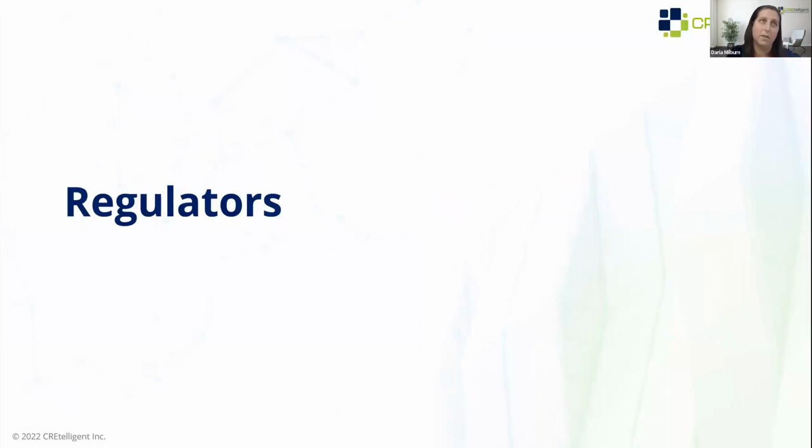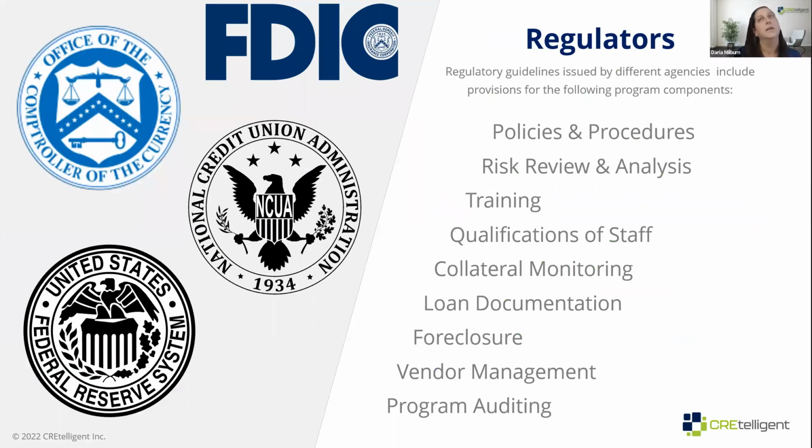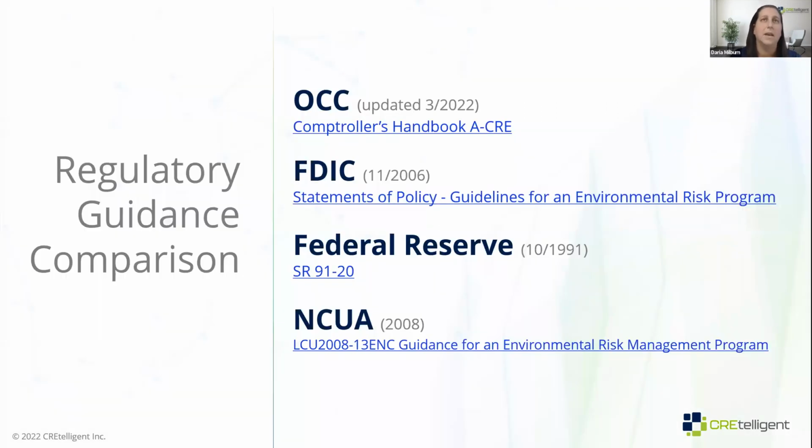So let's first take a quick look at our regulators. The regulators, the FDIC, the OCC, the NCUA, and the Federal Reserve are the 4 that we'll be looking at most closely today. They all have issued guidelines, and they include provisions for some components in a program that include policies and procedures, risk review and analysis, training, qualifications of staff, collateral monitoring, loan documentation, foreclosure, vendor management, and program auditing. The guidance that I'll be discussing a bit today can be found at these links for the respective agencies.